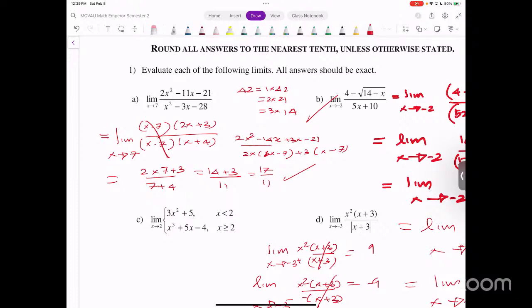So for B, 2x squared minus 14x plus 3x minus 42. That's going to get 1.5. It is 1.5. Just as a fraction, the fraction 17 over 11 is 1.5.